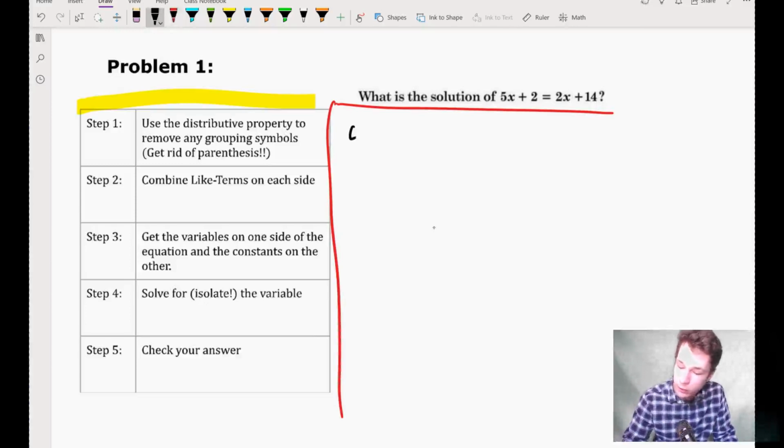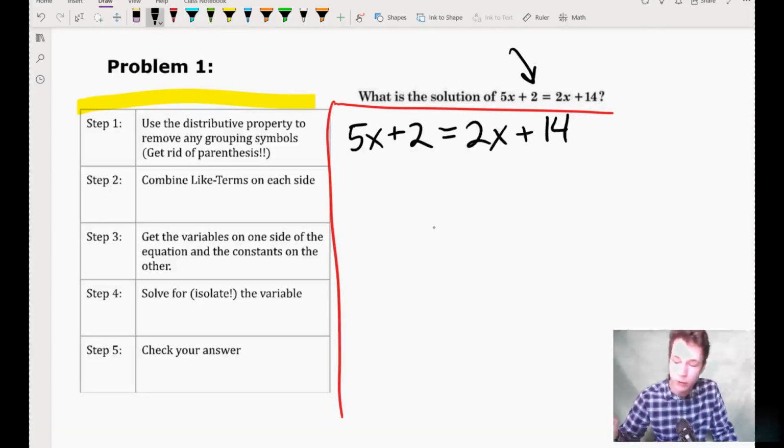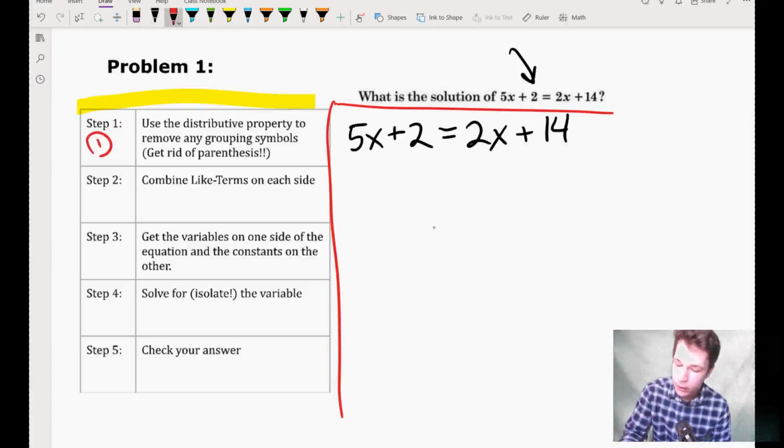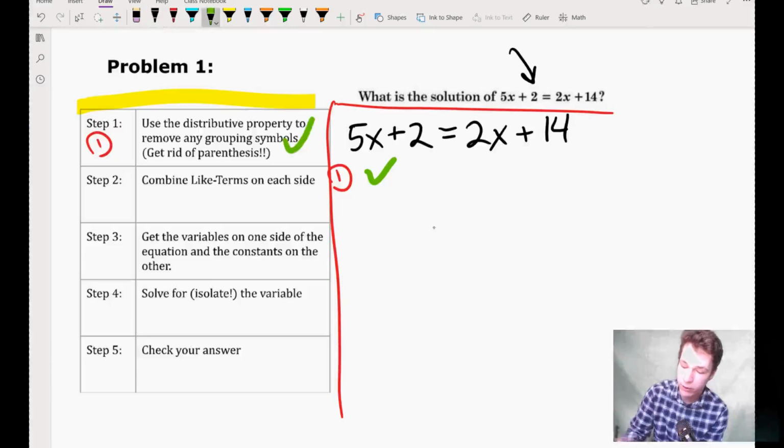I'm going to go ahead and rewrite this equation right here. The reason that I rewrite it is just to make sure I know what I'm talking about, and also because I want to do some crossing off and I don't want to have to erase that on my page later. Okay, so this is my equation. Step 1 says to use the distributive property to remove any grouping symbols. The thing is, there are no grouping symbols, no parentheses, so we've got step 1 taken care of. Nothing is going to happen there, so I'm just going to put a check on step 1.